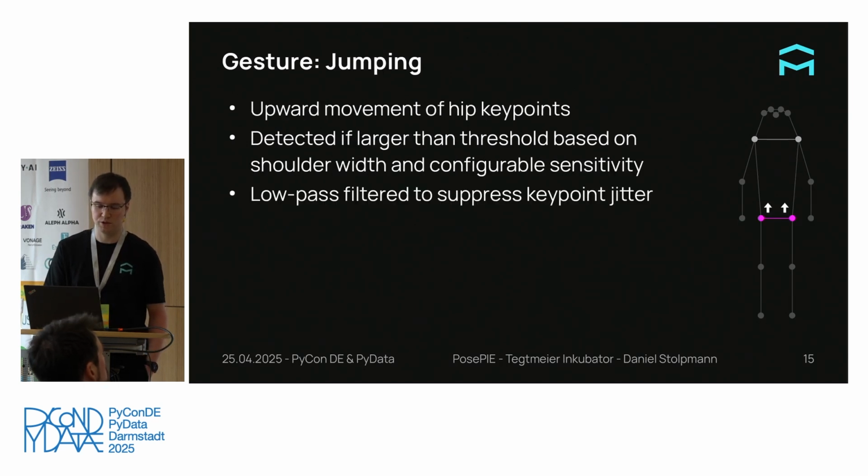We also have a jumping gesture, which we detect by the upward movement of the hip key points, and then we have a threshold. When the speed of this movement is above the threshold, that will be detected, and the threshold is based on the shoulder width to handle the size of the person. We also have a configurable sensitivity that you can configure in your individual script to set when you want to detect jumping. We then use some low-pass filtering to avoid accidental triggers, because these key points are always a bit jittering on the image, so you don't want to get the detection triggered by this, and this is why we use low-pass filtering here.